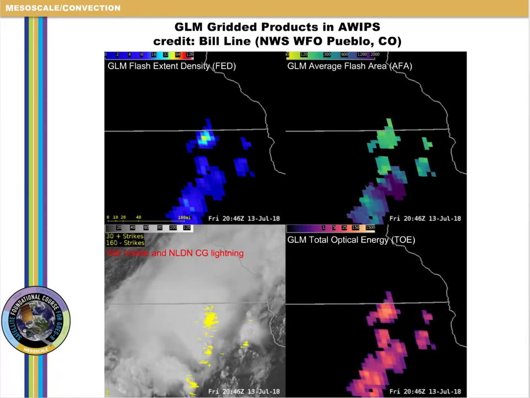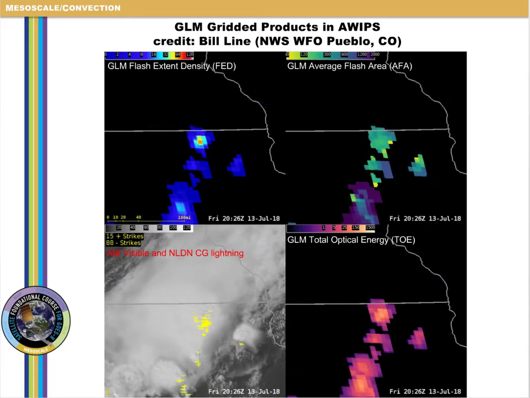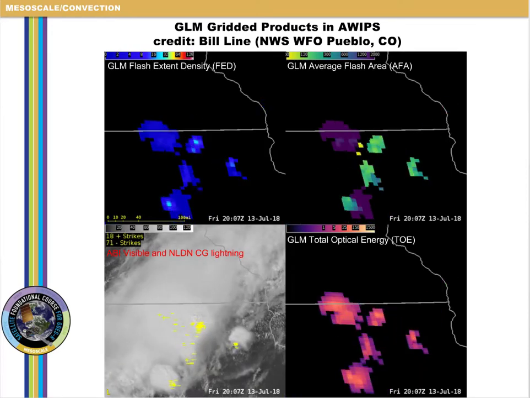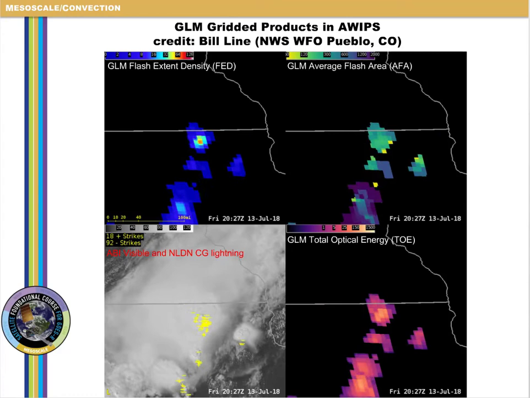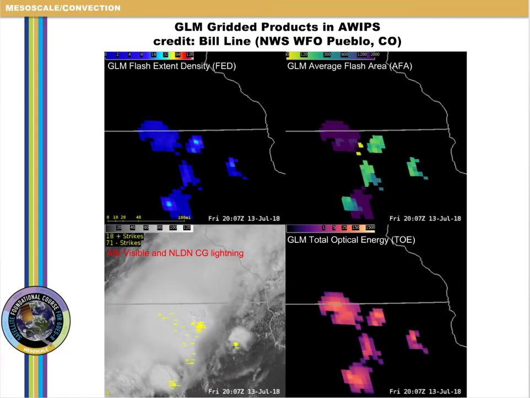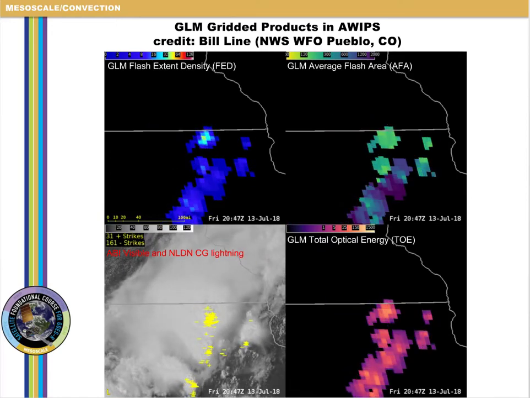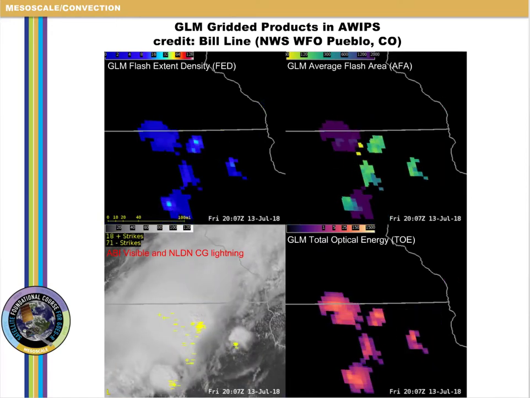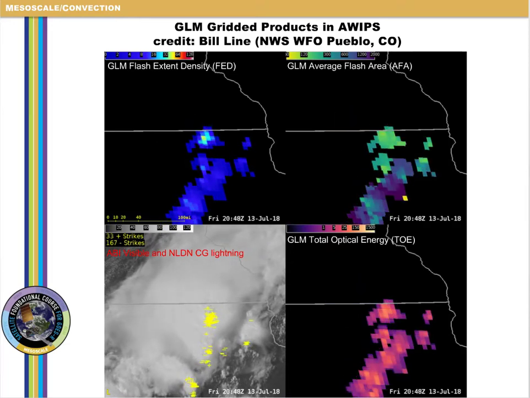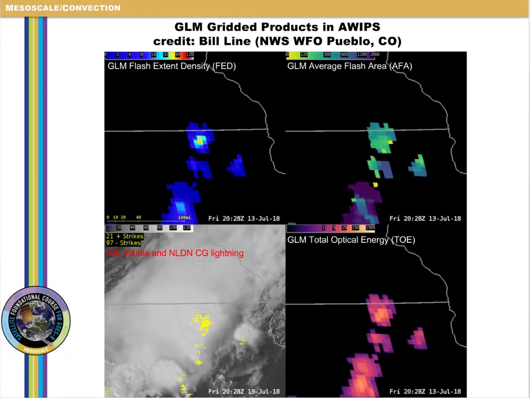Another useful tool in analyzing discrete storms is data from the Geostationary Lightning Mapper, or GLM, from GOES. In this 4-panel display, we look at 3 GLM gridded products, along with visible imagery from the ABI, and an overlay with NLDN-CG Lightning. Using GLM data along with lightning data from the ground-based network is recommended, since each sensor has its own strengths and weaknesses, but in combination can make up for the other sensor's weaknesses.